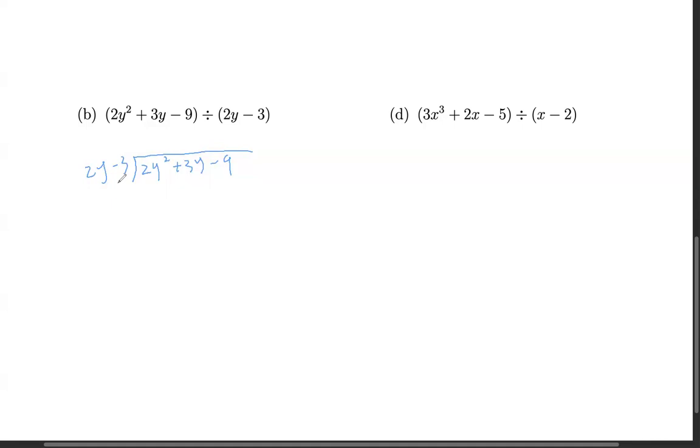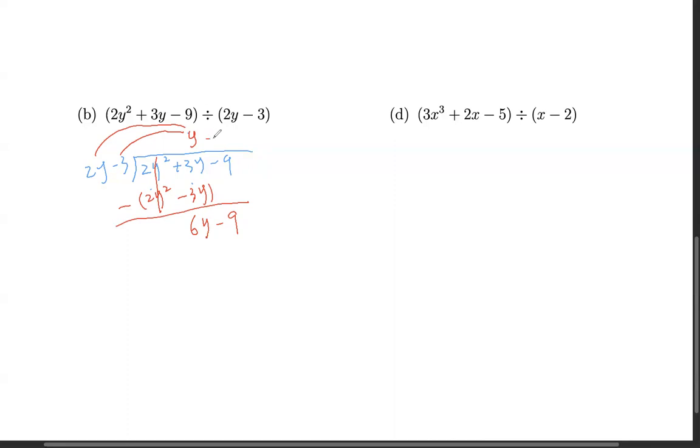Okay, we're going to consider 2 terms. Right, those 2. Let me change my color. We need to put a y here, because 2y times y gives us 2y squared. Then we multiply negative 3 with y, giving negative 3y. Then we subtract, and of course the leading term gets cancelled. 3y minus negative 3y becomes 3y plus 3y, that's 6y. Take the next term down, negative 9.